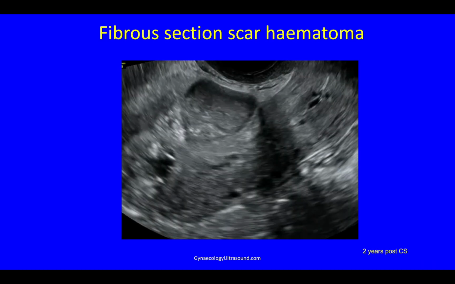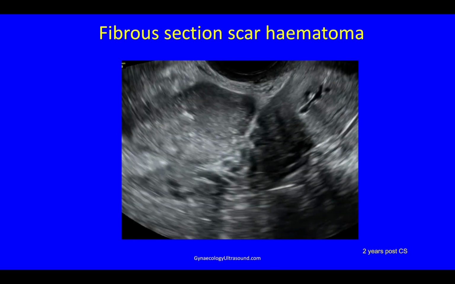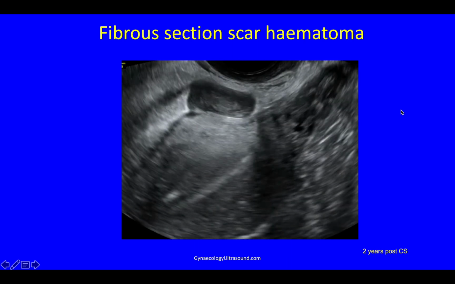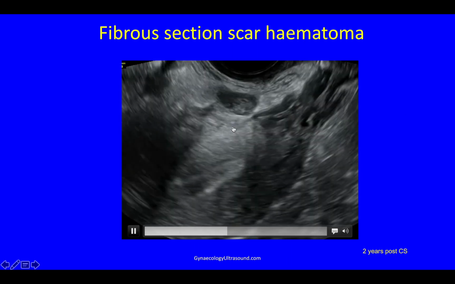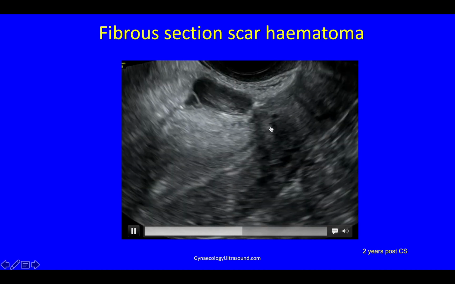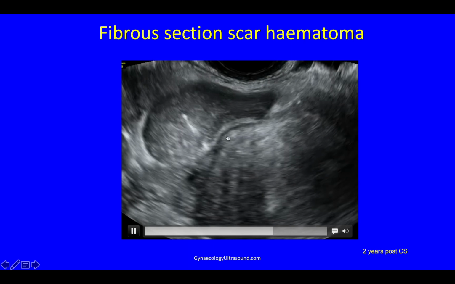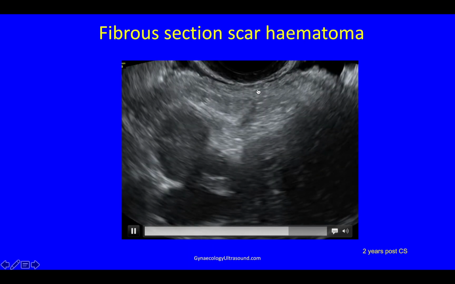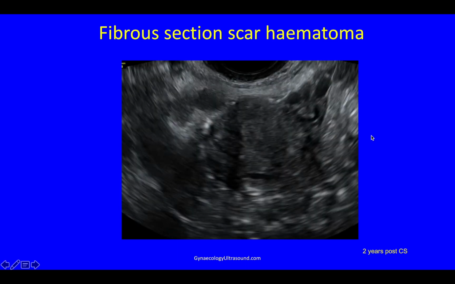And something that we're seeing quite often now is a little fibrous section scar hematoma. This is an anterior view, anteverted uterus, and you can just see this sort of blob at the level of the scar. The scar is just there, and if I rotate on it to transverse, you can see again this was probably a hematoma and it has healed into this fibrous lump on the outside of the uterus, so that's not a scar pregnancy.